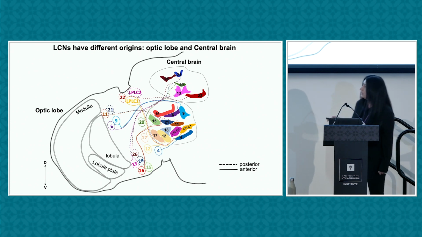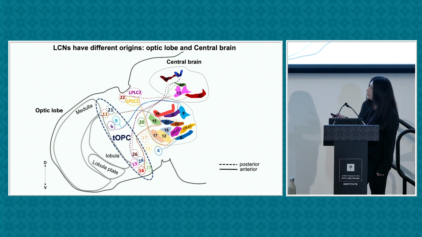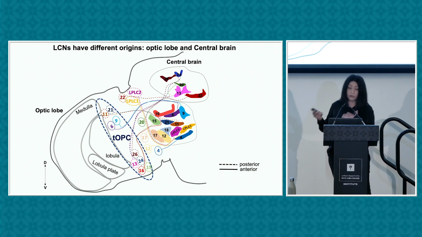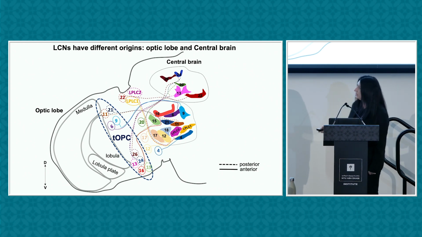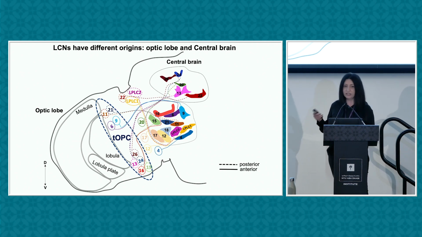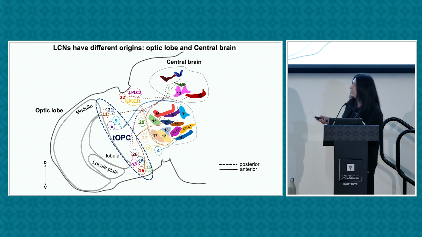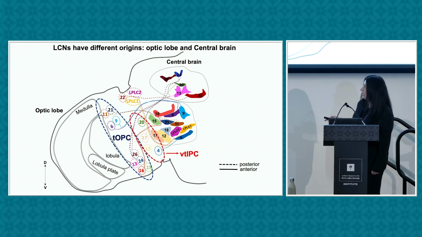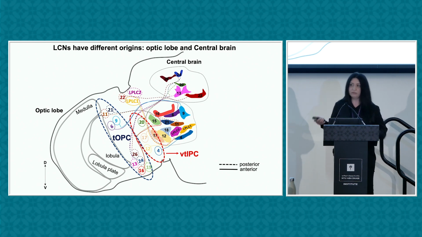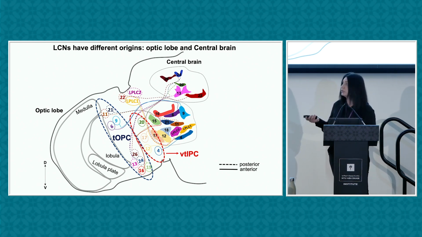And so, in summary, we saw that lobular columnar neurons have very heterogeneous origins. All these neurons on this side of the brain come from the TOPC, although they come from very distinct temporal domains. And these neurons on this side all come from the VTIPC, but they come from different spatial domains.